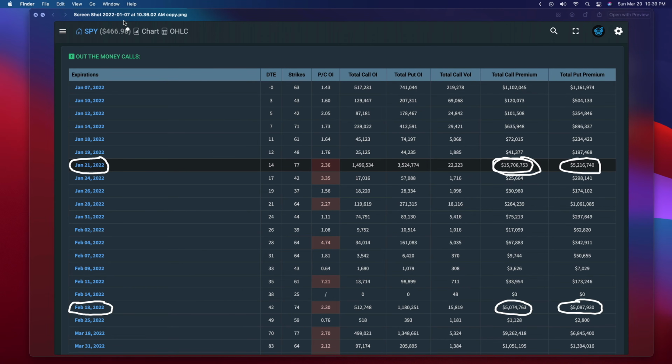This was already a couple days after the market started pulling back. This number was actually much wider. I believe this is over 25 million at this point. But more importantly, as we look out to the February OPEX, you guys see that things were pretty balanced, right? 5 million essentially on each side. Again, this screenshot was taken on January 7th.